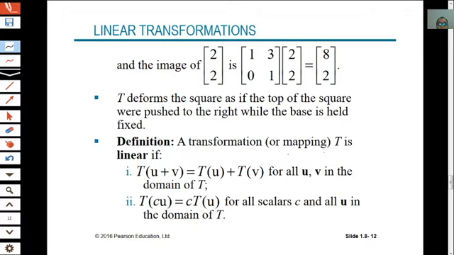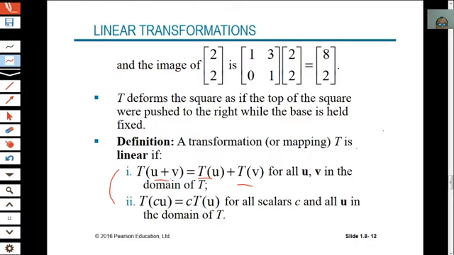So here we have a very important definition. A transformation T is linear if we have two properties written here. T of u plus v is equal to T of u plus T of v for all u, v in the domain of T. Namely, the transformation can be distributed over vector addition.